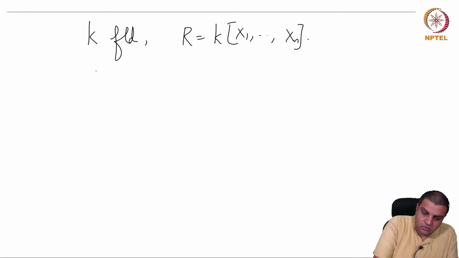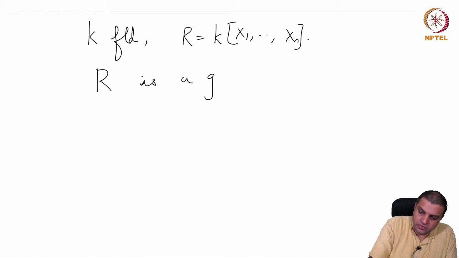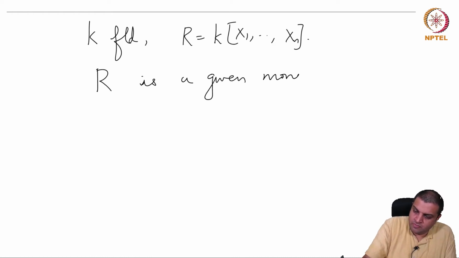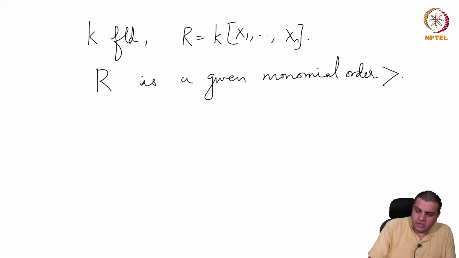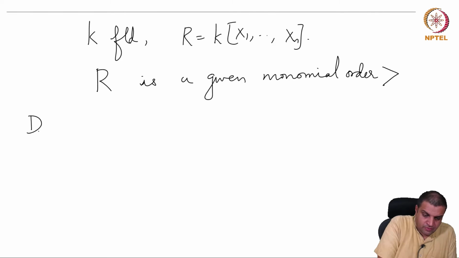And we now R is given a monomial order. It could be lex, could be graded lex or something completely different. Okay. So it has a monomial order. Now, definition.